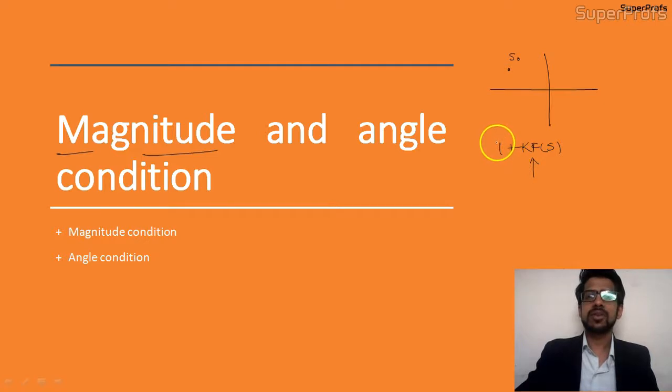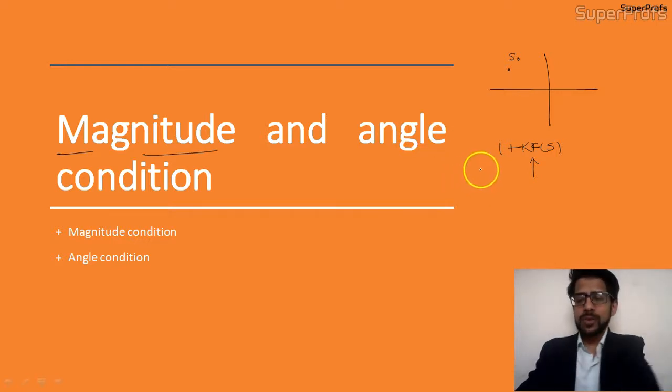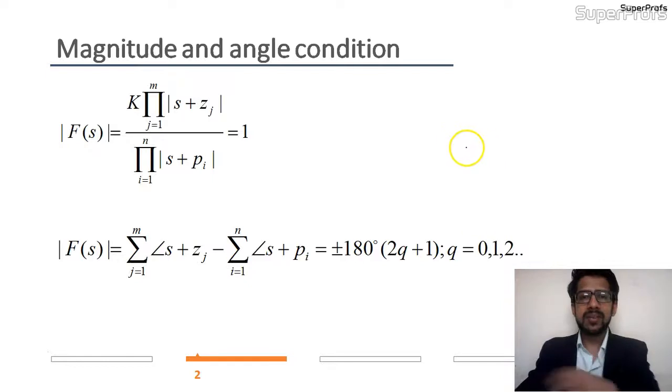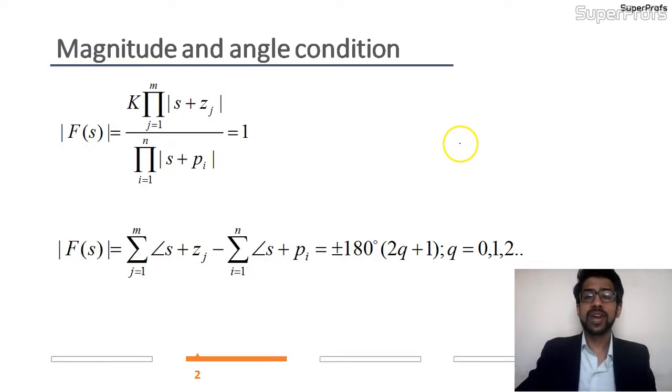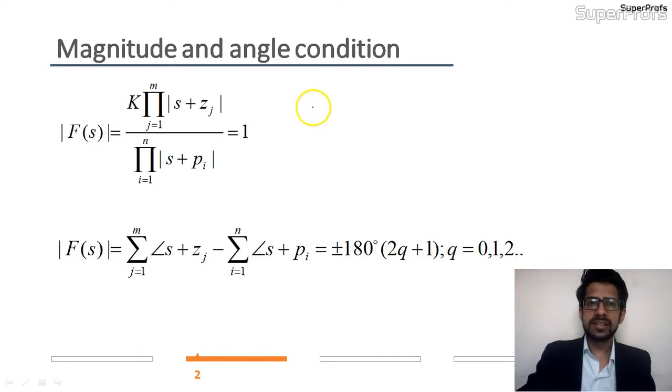Before solving any problem, if such questions arise where it is necessary to check if a particular point lies on a root locus or not, you'll be able to solve them by the magnitude and angle conditions. Let us go forward and see what exactly the magnitude and angle conditions say.